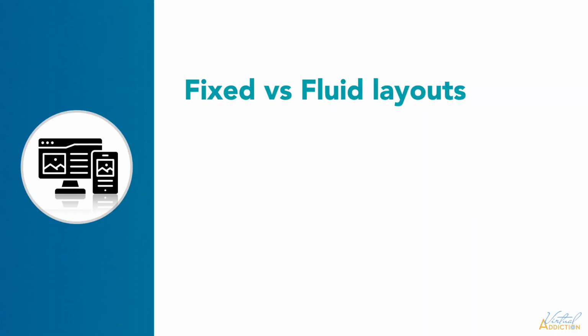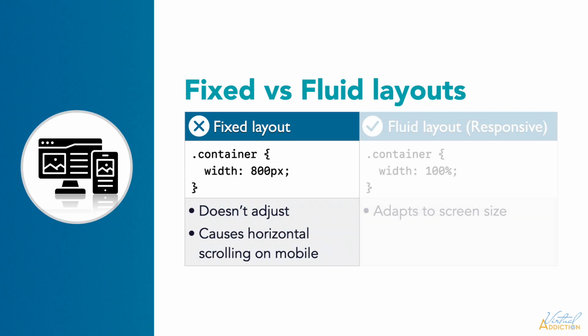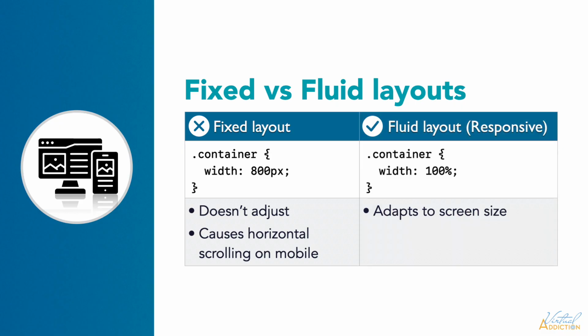Let's compare fixed and fluid layouts. A fixed layout sets a width, like 800 pixels, and it doesn't adjust. This often causes horizontal scrolling on smaller screens. A fluid layout uses a percentage, such as 100%. This will adapt to the screen size and works across any device.